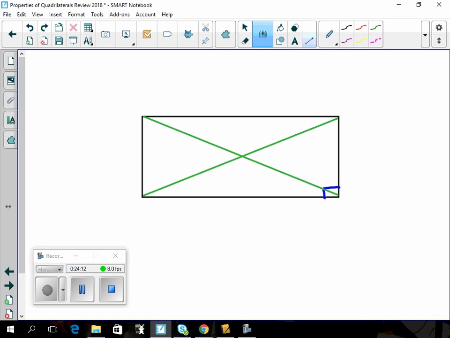Do they bisect each other? Yes. Always, because it's a parallelogram. Doesn't matter. What else is true, Tony, about the diagonals in a rectangle? Look at your checklist if that helps. Look at the rectangle column. What else is true about the diagonals in a rectangle?